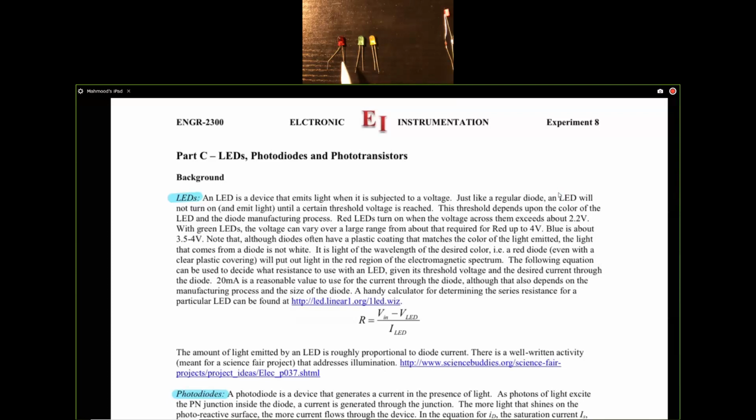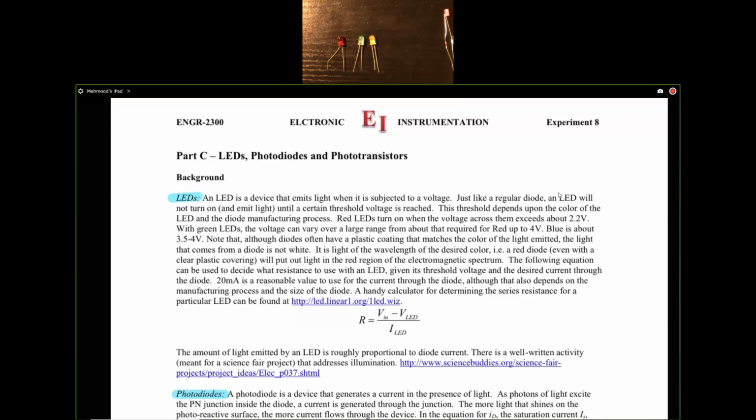Now what is the difference between these three diodes? Is it just the color of the plastic casing that is different? No, their threshold voltages are different. So, for example, for a red LED, we would need about 2.2 volts to turn that on. For a green LED, we might need a larger voltage to turn that on. So it might go from 2.2 all the way to 4 volts to turn a green LED on. And for a blue LED, it will vary between 3.5 and 4 volts. All these details are provided in the write-up, so I encourage you to read that.